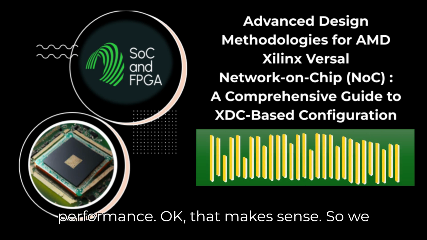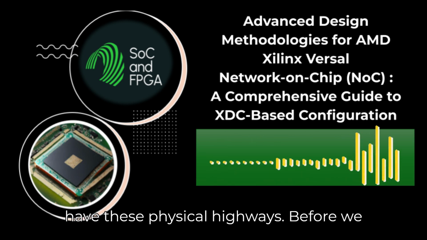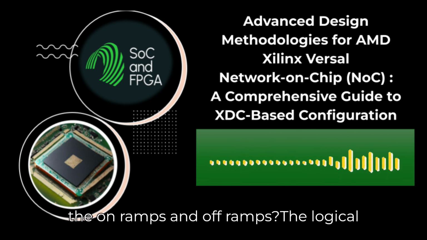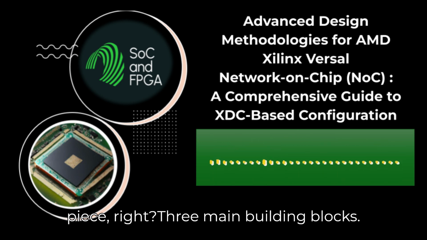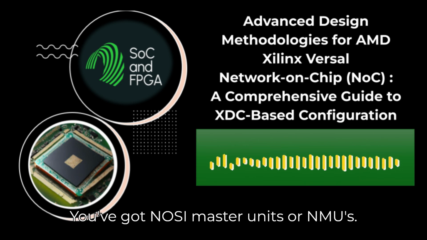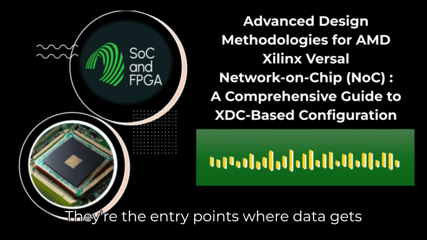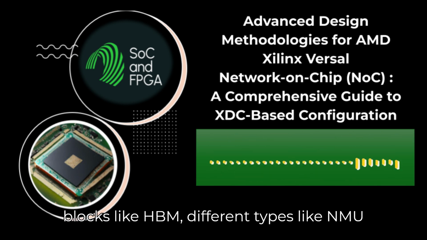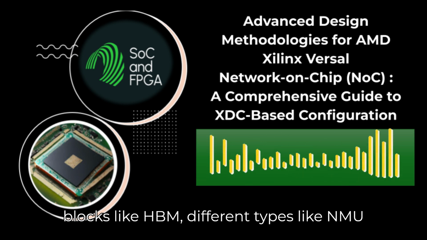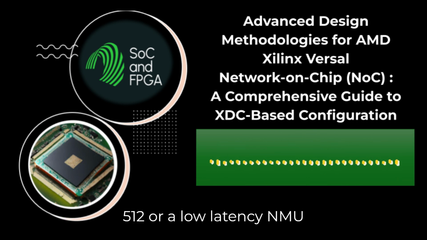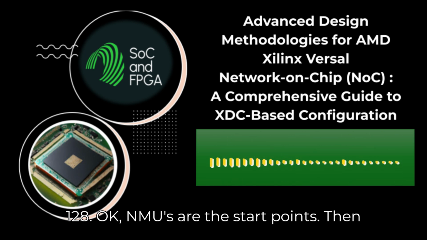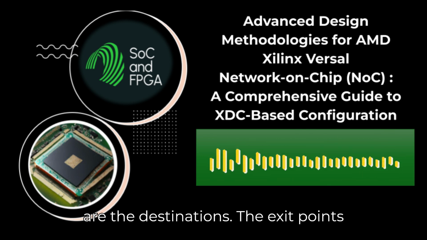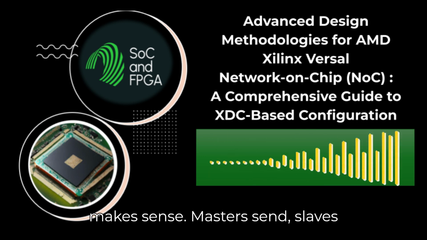Okay, that makes sense. So we have these physical highways. Before we talk about directing traffic, what are the on-ramps and off-ramps, the logical pieces? Right. Three main building blocks. You've got NoC master units, or NMUs. They're the entry points where data gets onto the network. These come from your processor, your logic, maybe specialized blocks like HBM, different types like NMU 512, or a low latency NMU 128. Okay, NMUs are the start points. Then you have NoC slave units, NSUs. Those are the destinations, the exit points. Makes sense. Masters send, slaves receive.